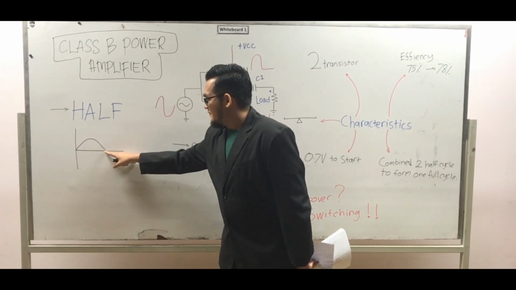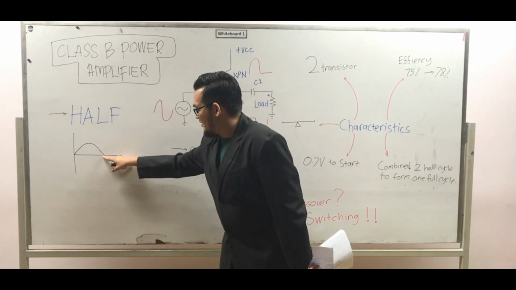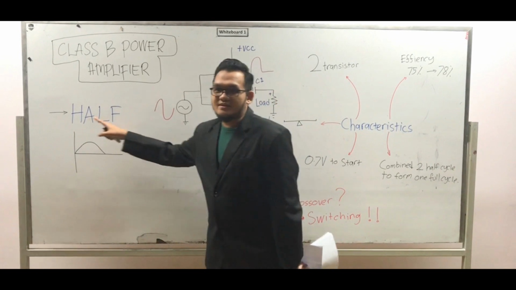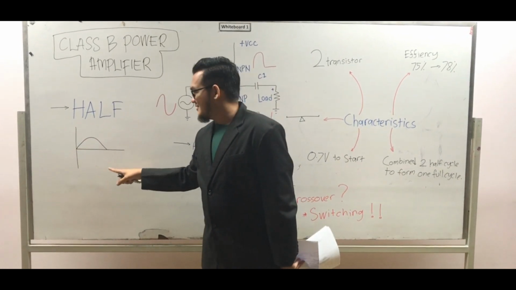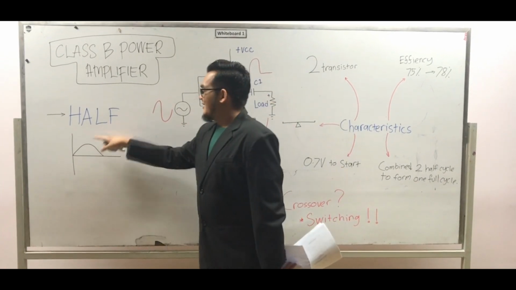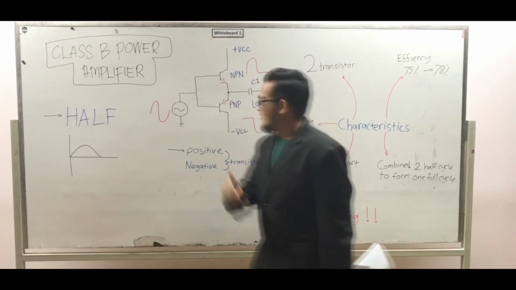And when the graph has the below this point, it will be full. So as you can see here, this is half cycle. So Class B power amplifier will perform the half cycle of input.